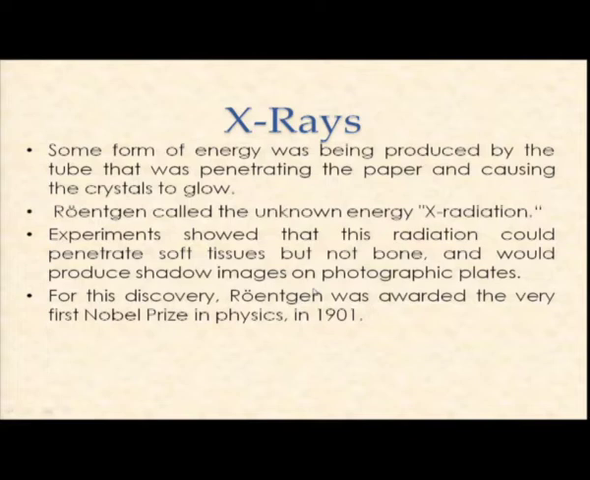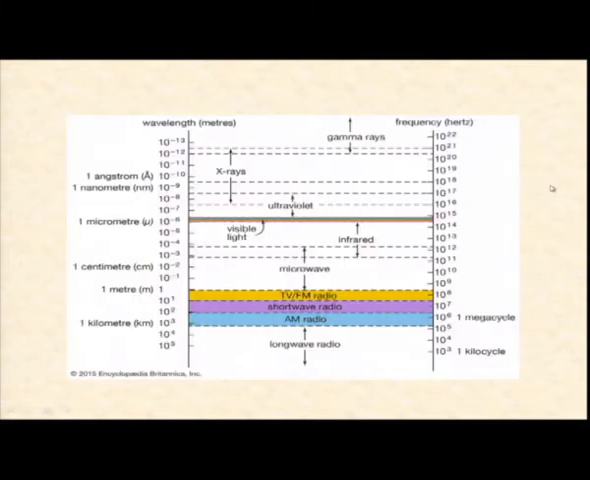That means it will affect the photographic plate like other radiations present in the electromagnetic spectrum. For this discovery, Röntgen was awarded the very first Nobel Prize in Physics in the year 1901. This is the electromagnetic spectrum.